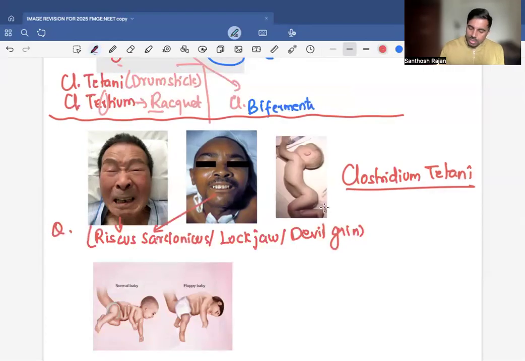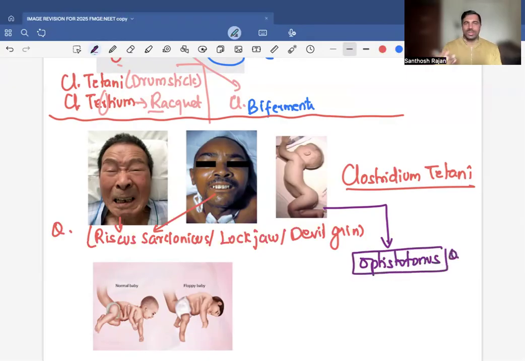And the baby, you look, this is the typical opisthotonus position for tetanus, typical for children. Okay, you know what I'm going to say. Basically, it inhibits GABA and glycine. Frequently asked question: GABA and glycine. That's the reason. Okay, yeah. And this is a Clostridium tetani.